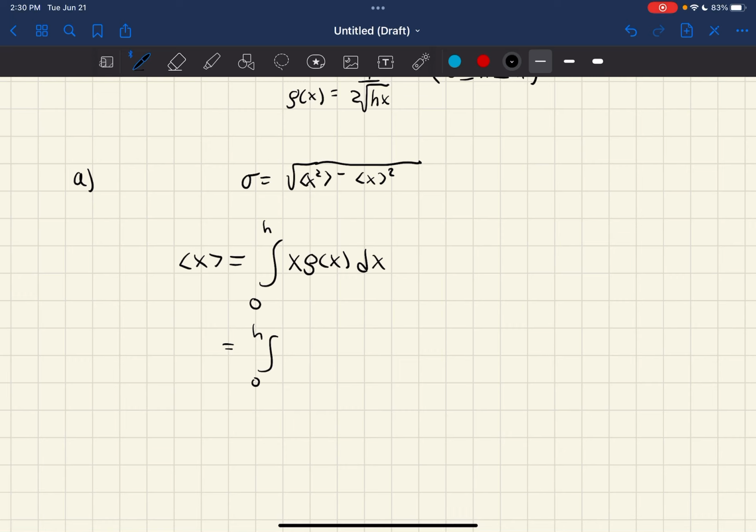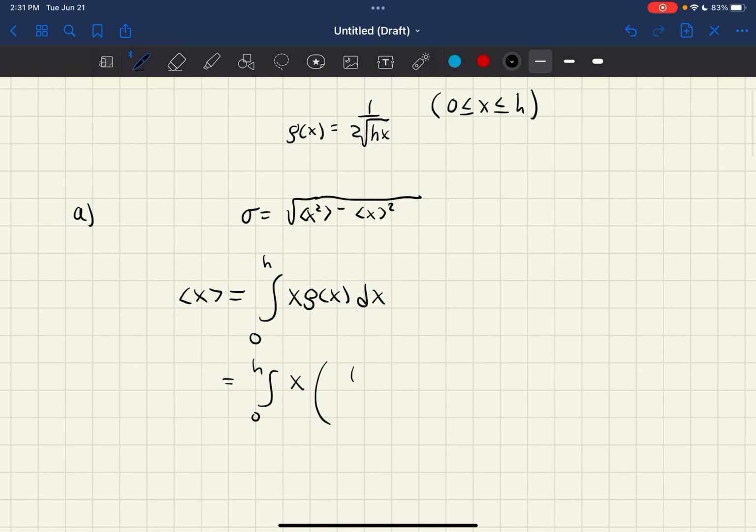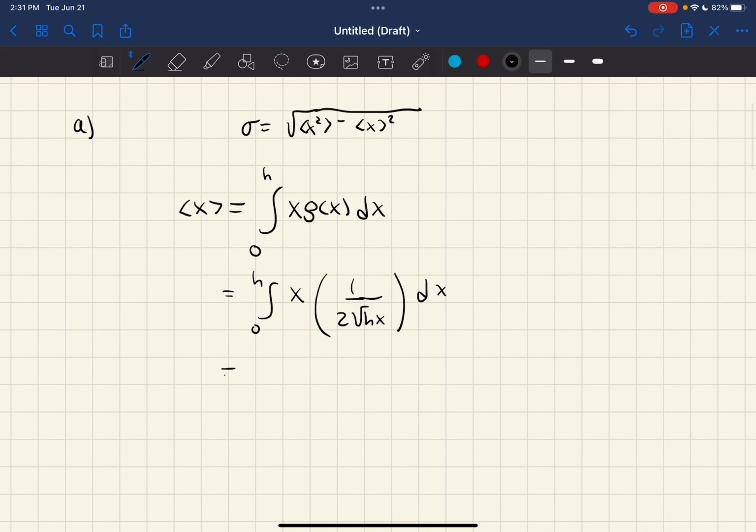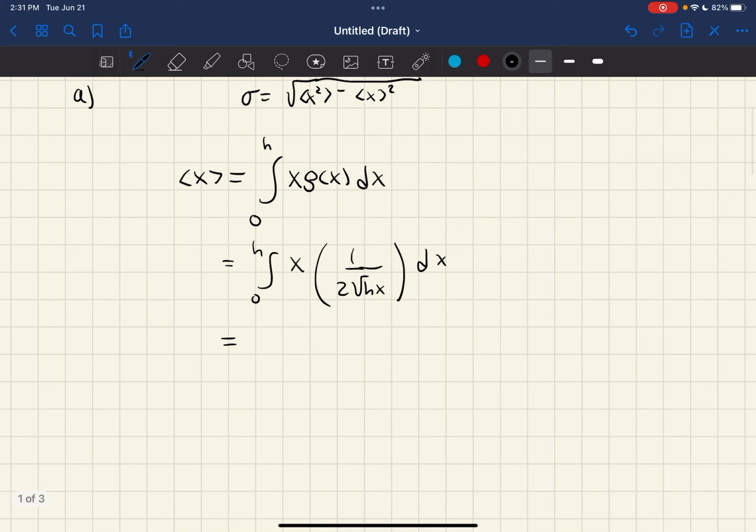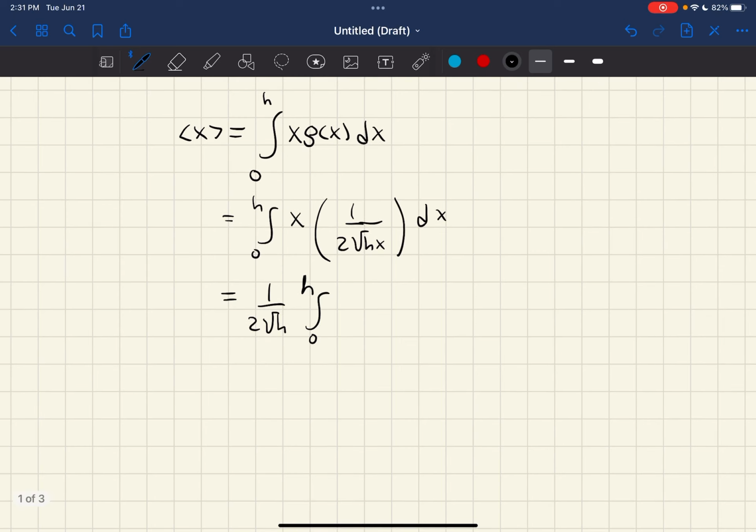So let's just go ahead and plug in rho of x. We get x times 1 over 2 root h x dx, and we can go ahead and pull out the 1 over 2 root h. And then we're going to be left with the integral from 0 to h of x over root x dx. And you can see that that's just x to the first power times x to the minus 1/2 power, which yields x to the 1/2 power. So this is just going to be the square root of x dx.